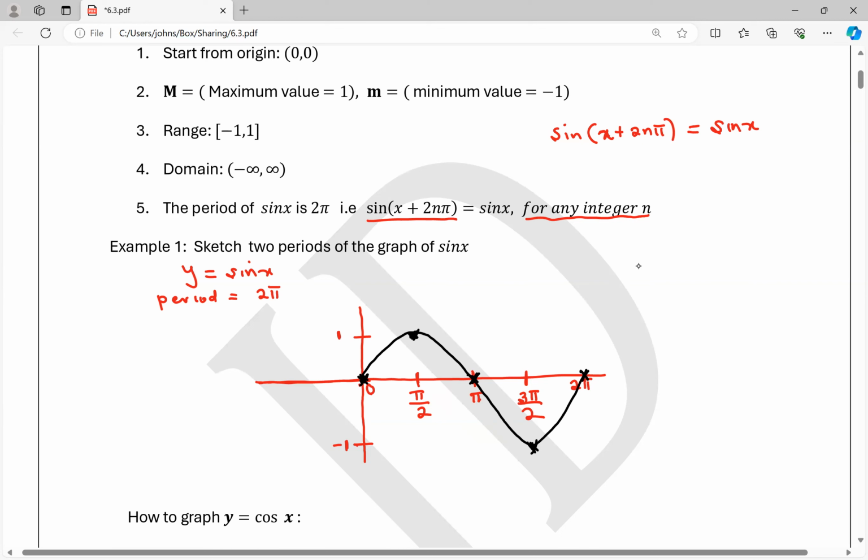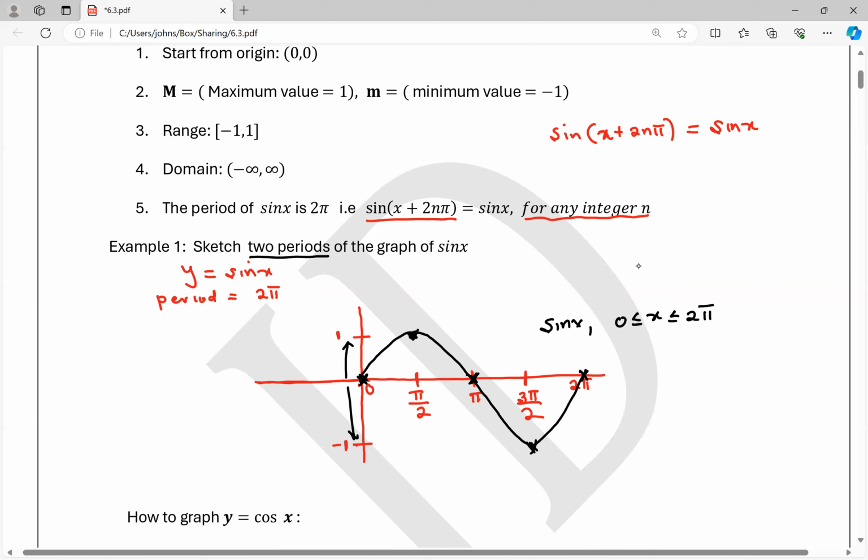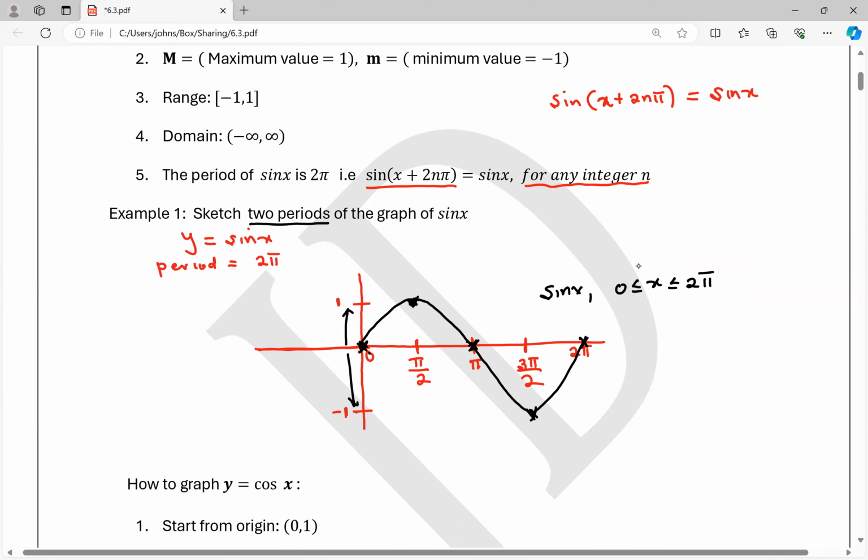So you can see our amplitude is just the distance from here to here, which in either case is just 1. So this now is the graph of sine x, but this is for one period. It means your x is between 0 and 2 pi. But for the question here, you see the question says we should sketch 2 periods. 2 periods simply means 2 cycles, right? So this is a complete cycle. From 0 to pi is half a cycle. From pi to 2 pi is another half cycle. So we have 1 period.